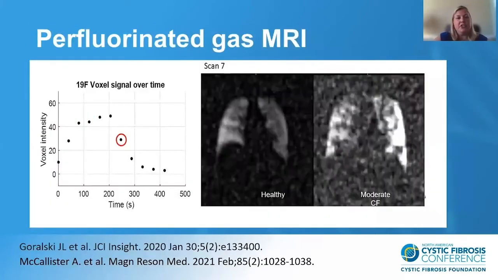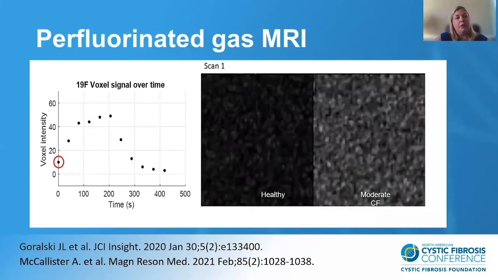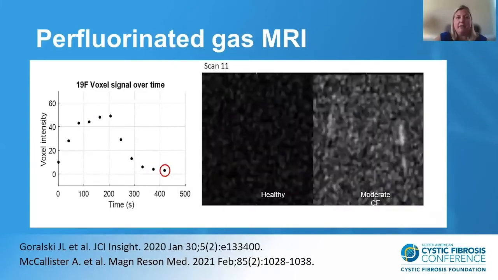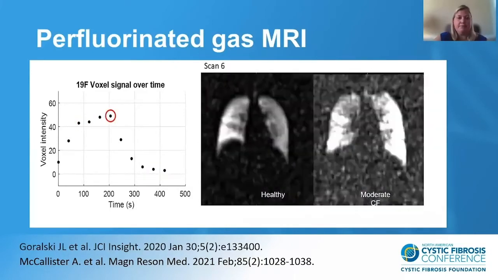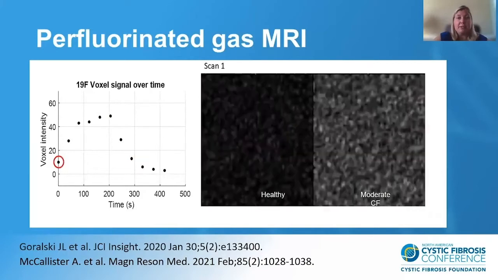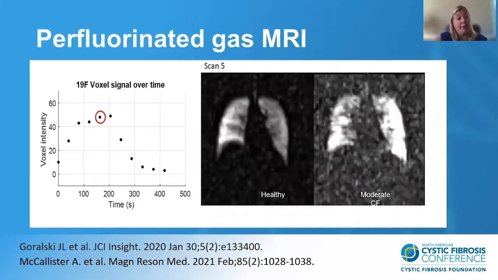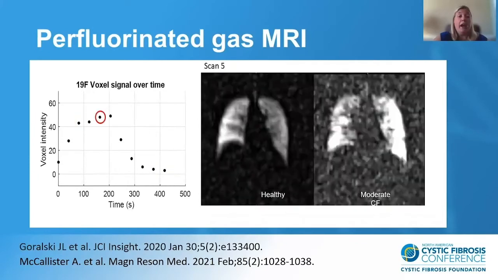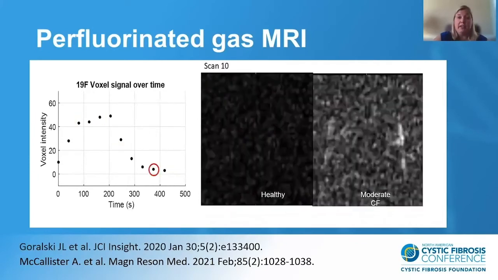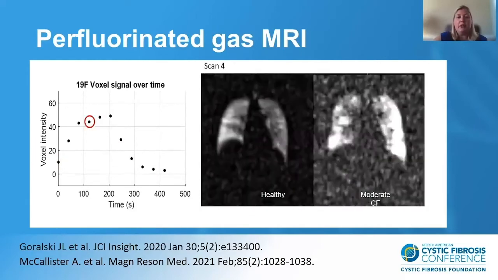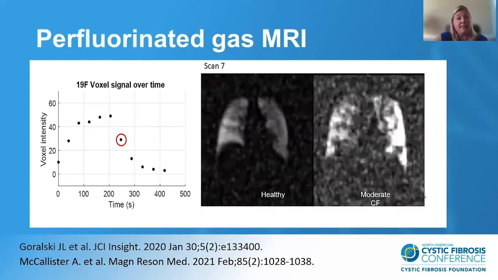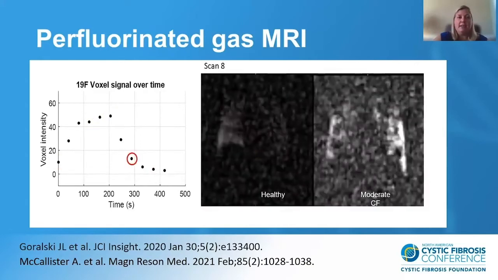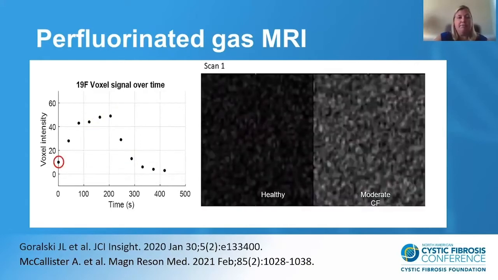Now, my particular research team looks at a different gas called perfluoropropane, and we are exploring perfluorinated gas MRI for use in CF. The major difference between these gases and hyperpolarized gases is that these are thermally polarized gases and are commercially available in large quantities. And so that allows us to provide a multi-breath procedure and dynamic evaluation of ventilation as a subject breathes the gas over time.